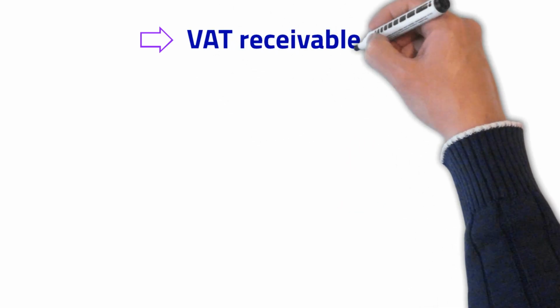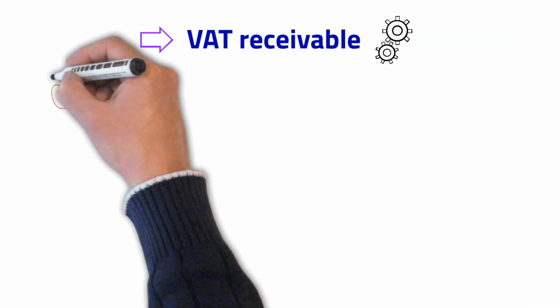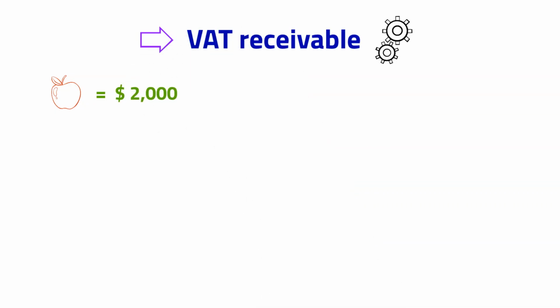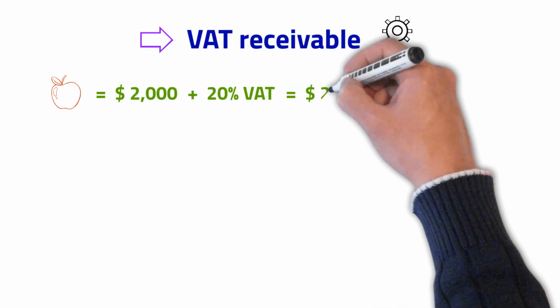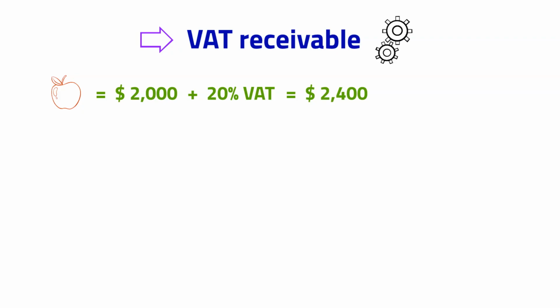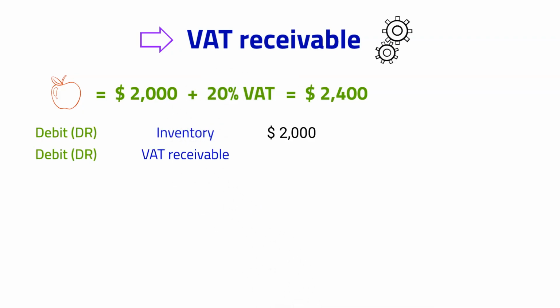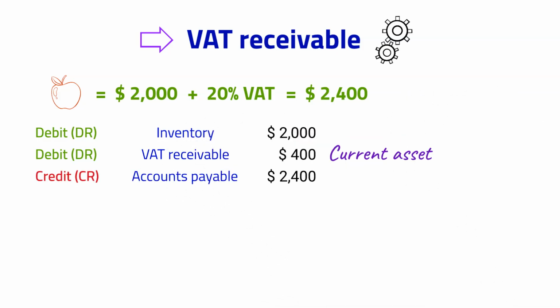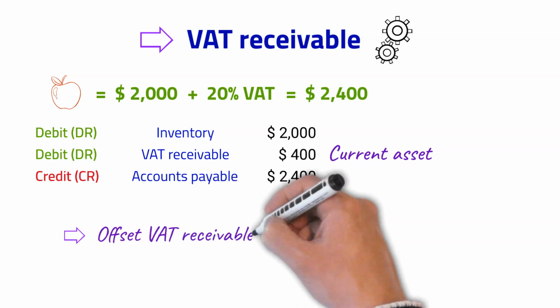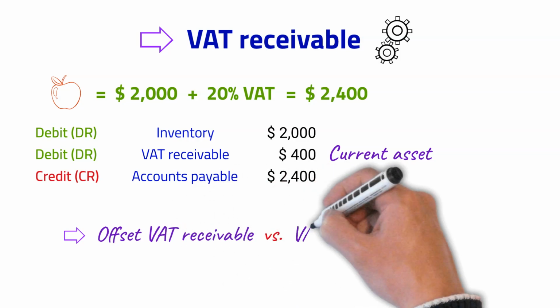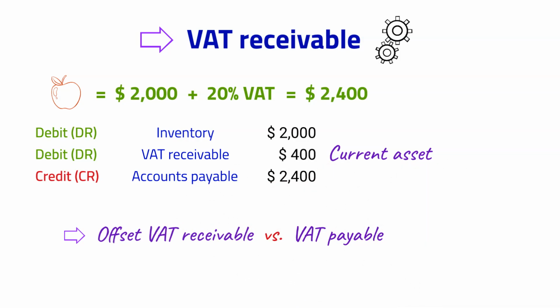Now VAT receivable as an example. We buy apples for $2,000 plus 20% VAT and plan to recover this VAT. The journal entry would be debit inventory 2,000, debit VAT receivable other current assets 400 and credit accounts payable 2,400. When we offset VAT against the VAT payable on sales we make, we reduce VAT receivable for that amount. And yes, normally the net amount of VAT is paid to tax authorities.